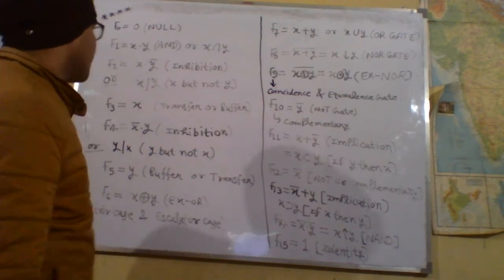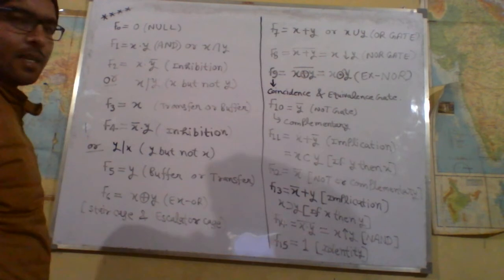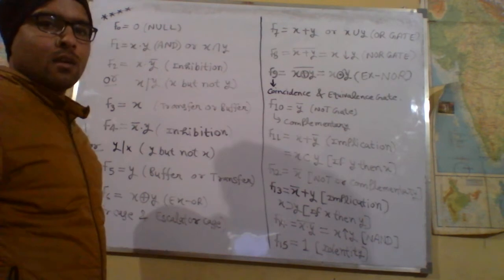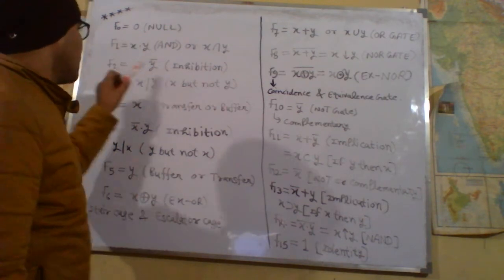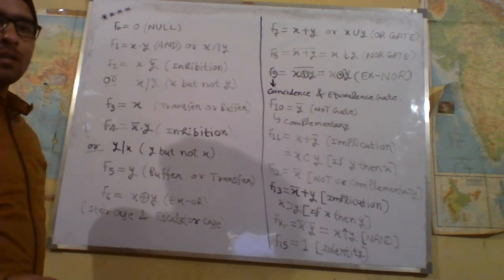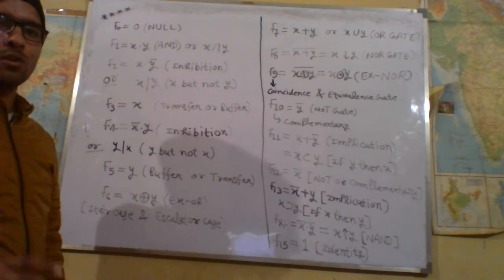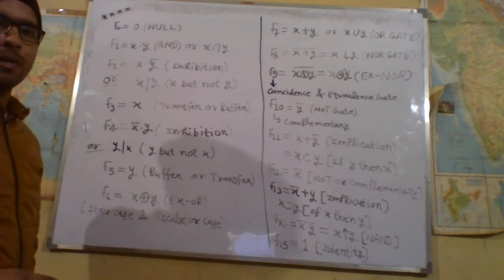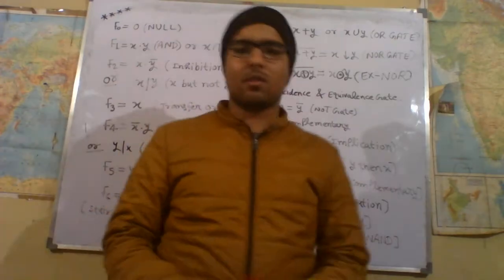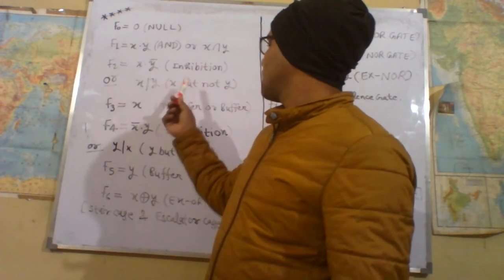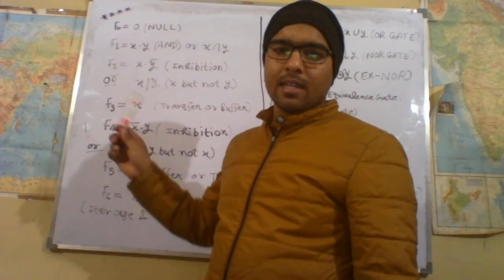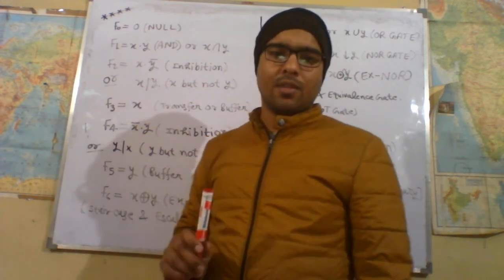Next is F2. F2 is x dot y bar. That is called inhibition. I told you that I will tell the meaning of inhibition in next lecture. So this is the meaning of inhibition. If we are having x dot y bar, it will be the product of one variable that is non-complemented and the other that is complemented, and these two will be multiplied together. If x dot y bar is there, then it means x but not y, and F3 is x.